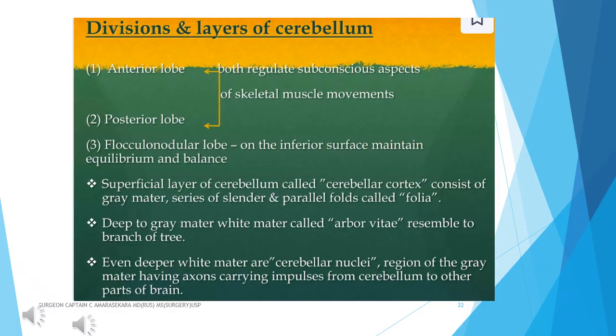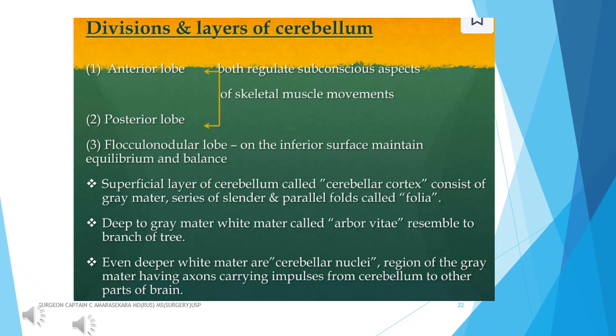So the flocculonodular lobe is located on the inferior surface. It maintains equilibrium and balance via vestibular connection. So a lesion in this flocculonodular lobe causes nystagmus, vertigo, truncal instability. These lobes are functionally distinct but anatomically continuous, working in concert to refine motor output.